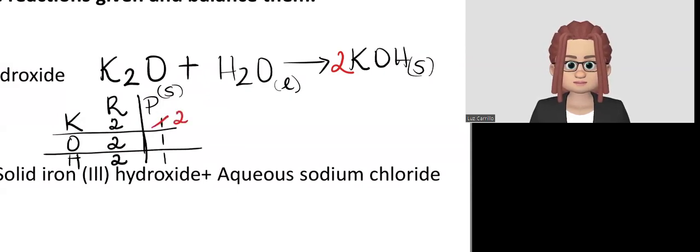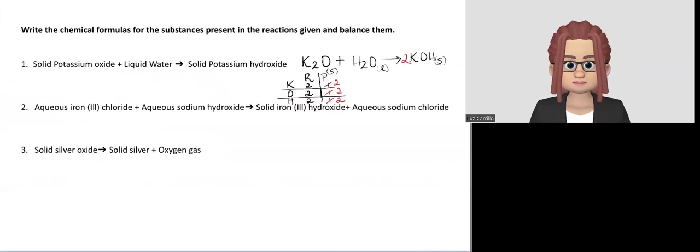potassium goes to 2, oxygen goes to 2, hydrogen goes to 2. And now on each side of this reaction, I have 2 atoms of potassium, 2 atoms of oxygen, and 2 atoms of hydrogen. Take a moment and determine what is the balanced chemical reaction for reaction 3, where we have solid silver oxide decomposing to solid silver and oxygen gas.